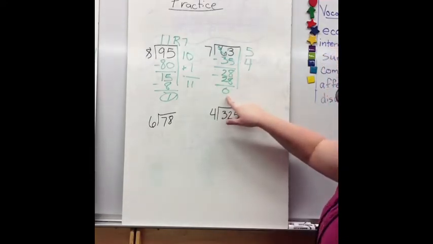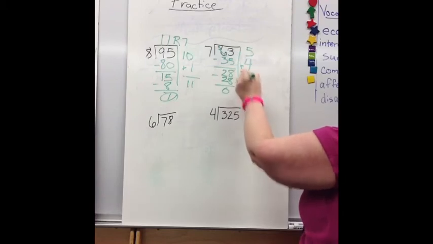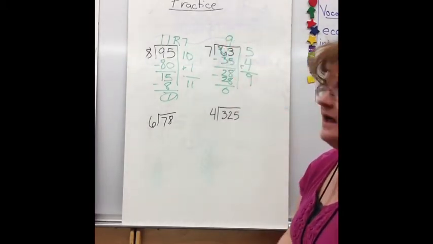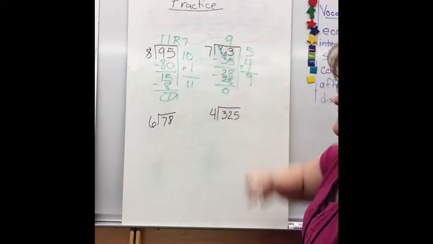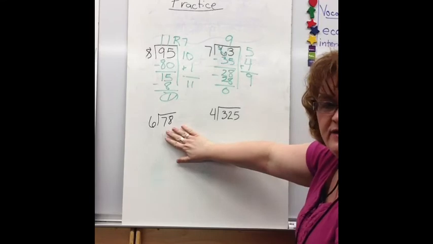There's 0 left. There's no remainder in this problem. All I have to do is add these two together, and my answer is 9. And I do know that 7 times 9 is 63, so it works out. Let's go on down to this one.